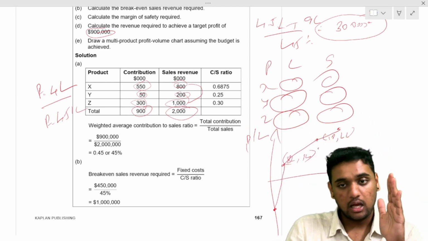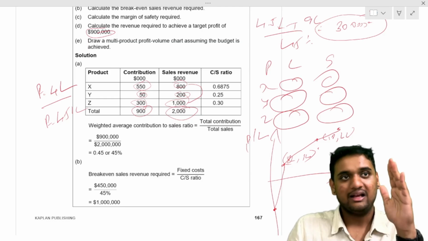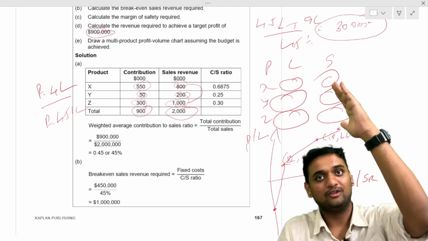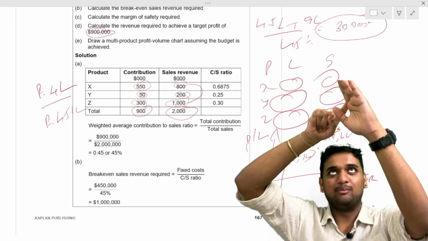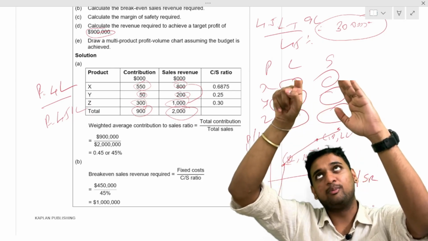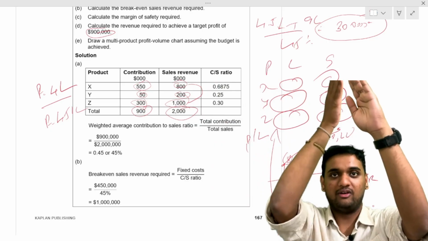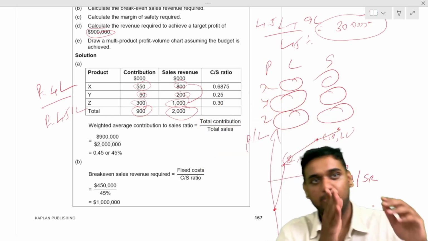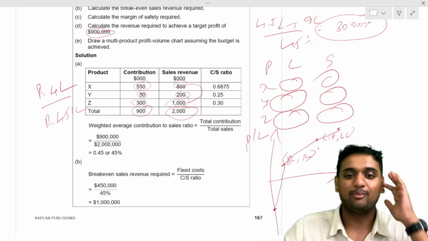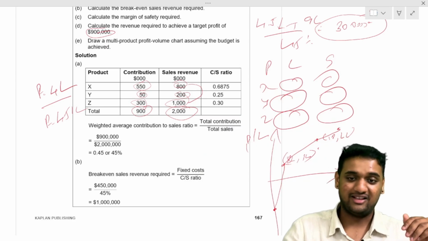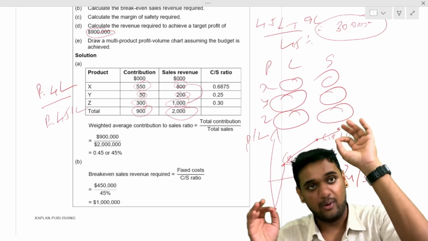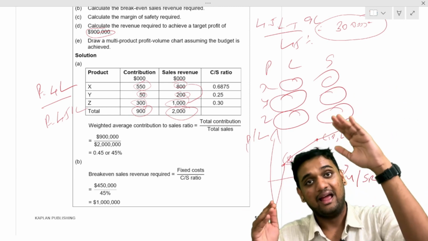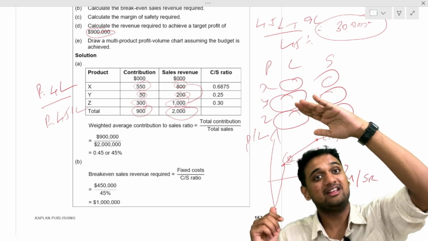So if you see, as we go along, each line becomes less steep. The first line was increasing rapidly, we got huge profit, and then profit increases by a smaller amount, and in the third, by even less. The first line is steepest because we are selling only X, with CS ratio 68.75%. Second, X and Z, less steep. X, Y and Z, least steep, because the CS ratio of the added products is very low.